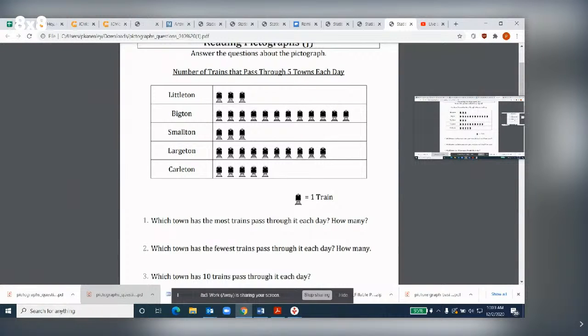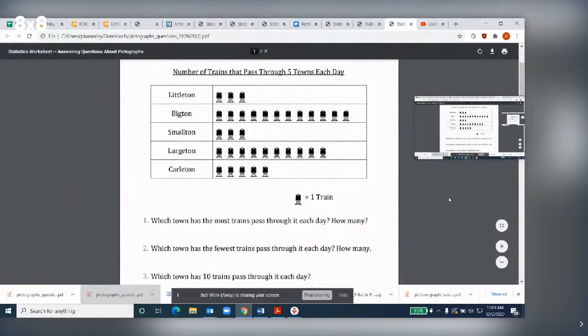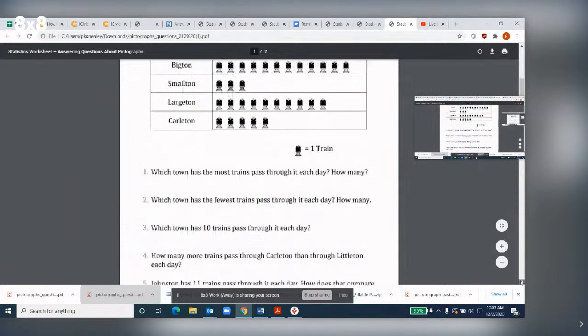Which town has 10 trains pass through each day? So you're going to have to look and see. It looks like it's this one right here, Largeston. 1, 2, 3, 4, 5, 6, 7, 8, 9, 10. So Largeston has 10 trains pass through it each day.